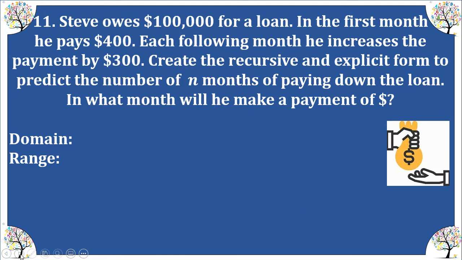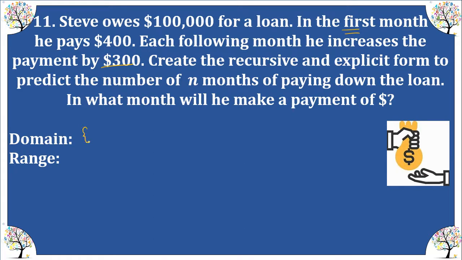Steve owes $100,000 for a loan. In the first month, he pays $400. So right there, guys, that tells me that I already know my A sub 1. I don't have to apply the common difference to get that number like we did in our first example of the seedling. In the first month, he pays $400. Each following month, he increases the payment by $300.